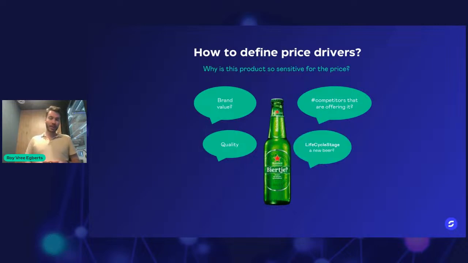Life cycle stage. This is an interesting one as well. Specifically if you're more in the retail sector, for example, or in fashion, this is a thing. If you're looking at Heineken, just the beer itself, there is a product life cycle, of course, for all products. And the bottle of Heineken is already in a very mature stage, right? They already have the market share. There are a lot of competitors working for the same product.